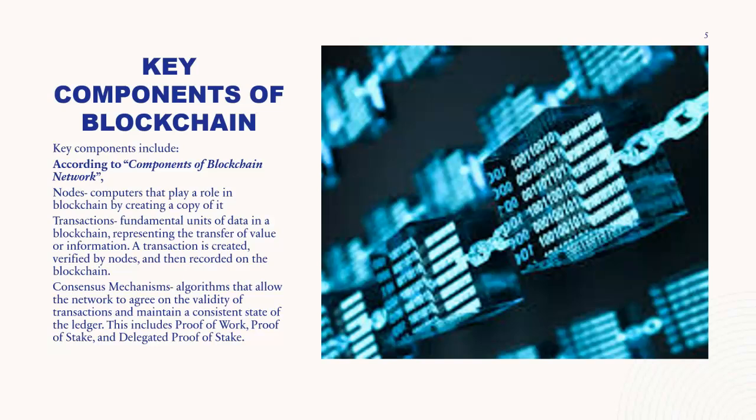So here are key components of the blockchain, according to components of blockchain network. Nodes are computers that play a role in blockchain by creating a copy of it. Transactions are the fundamental units of data in the blockchain, representing the transfer of value or information. A transaction is created, verified by nodes, and then recorded on the blockchain. Algorithms that allow the network to agree on the validity of a transaction and maintain a consistent state of the ledger are consensus mechanisms. This includes proof of work, POW, proof of stake, POS, and delegated proof of stake, DPoS.